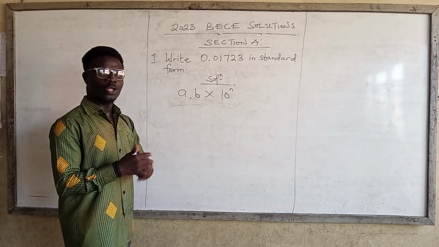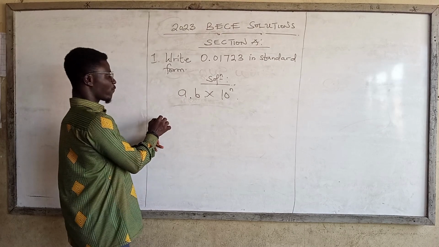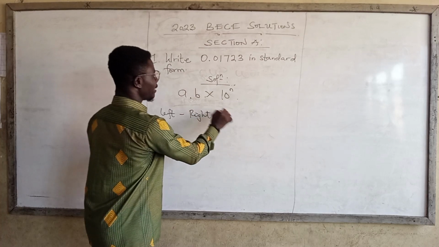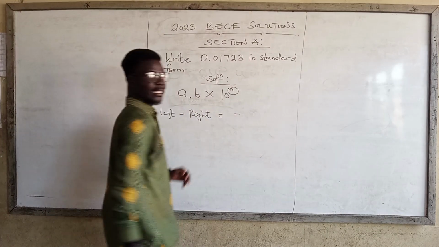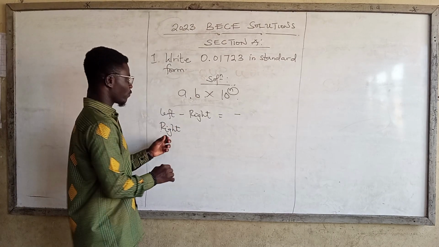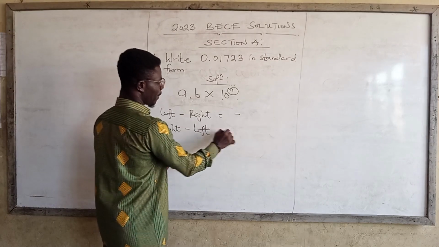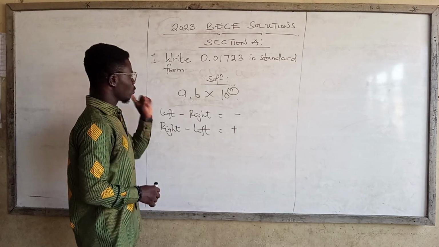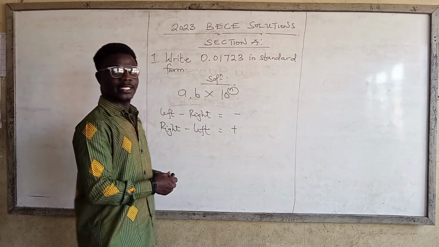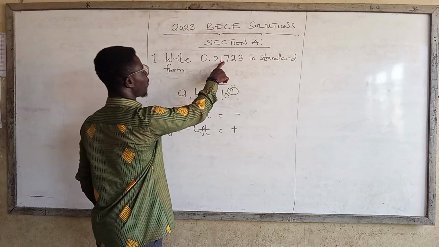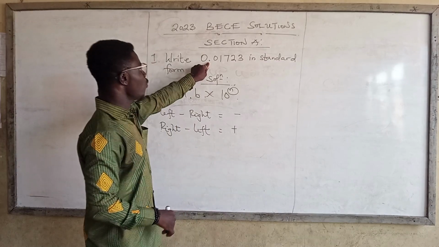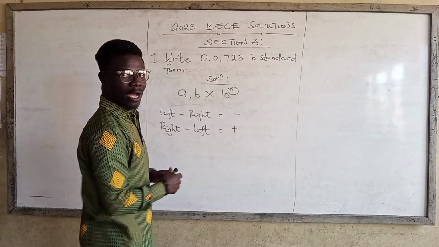When we move the decimal point from the left to the right, the power of 10 is negative. When we move the decimal point from the right to the left, the power of 10 is positive. So the decimal point must be between 1 and 7, so we are moving it from left to right.